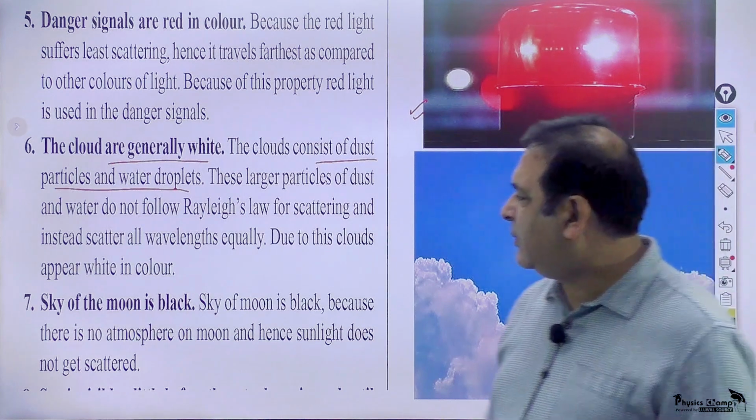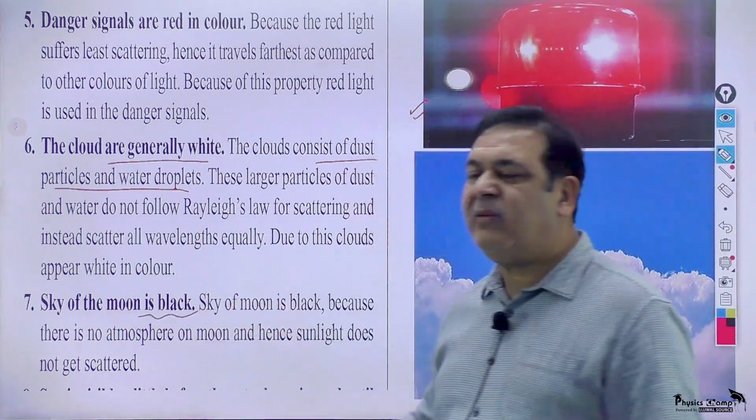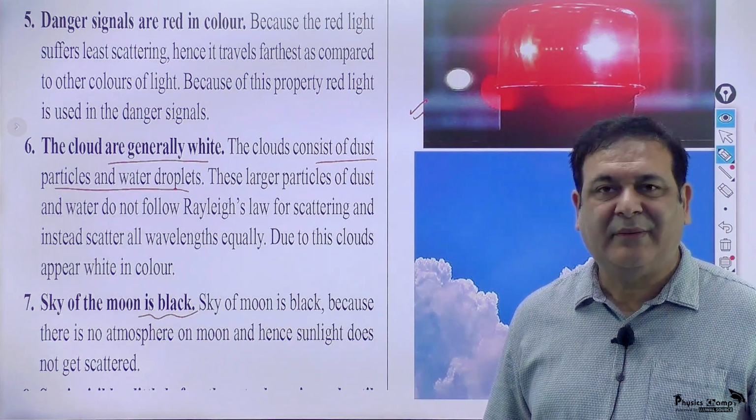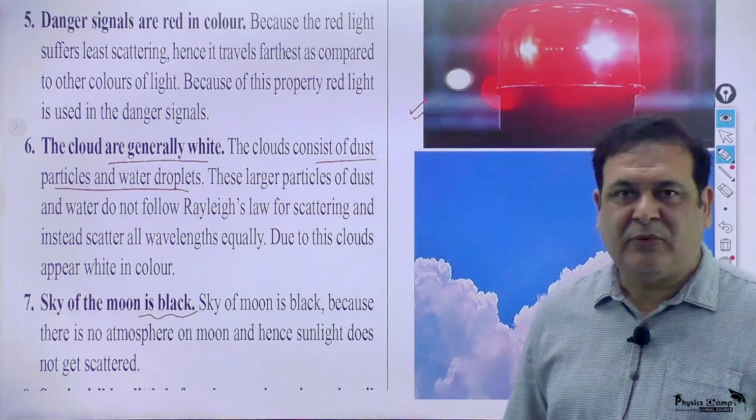Similarly, the sky of the moon is always black. The reason you can understand: the moon has no atmosphere, so there is no scattering. So the sky would appear black. So these are the important points.